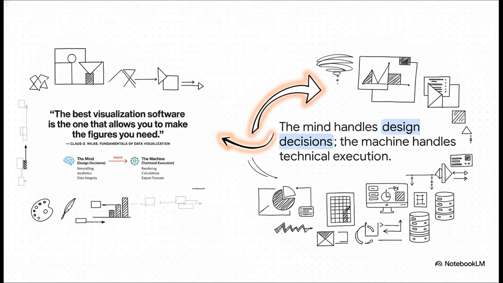And this diagram, it just nails the concept. Think of it like this. Your mind, your brain, that's where the real work happens. You make the design decisions, you craft the story, you ensure the integrity of the data. The machine, the software, it's just there to do the technical stuff, the heavy lifting of rendering and calculating based on what you told it to do.